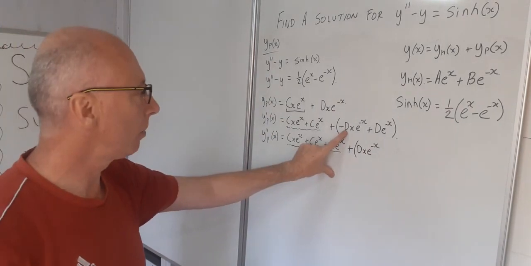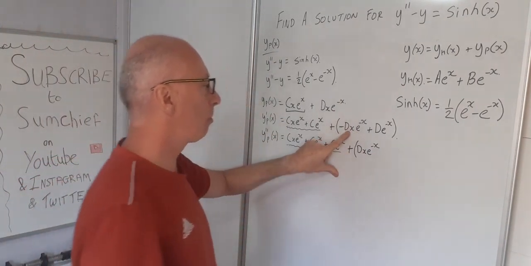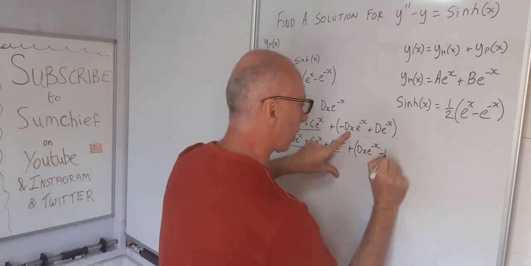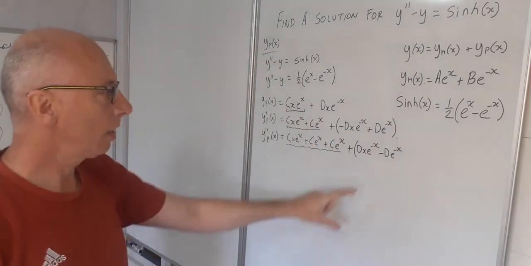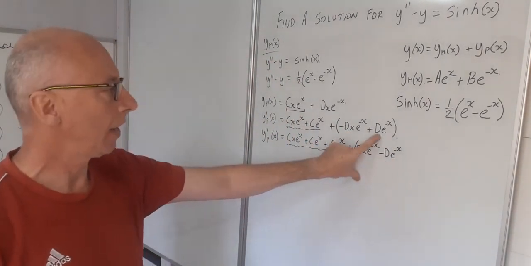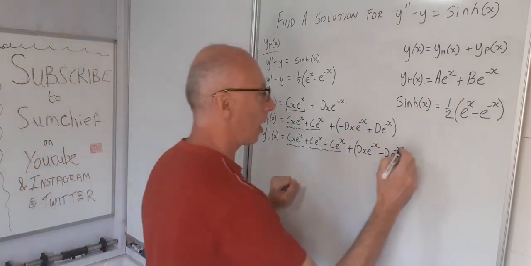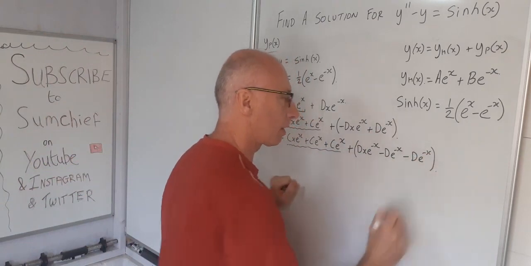And now taking the derivative of this one combined with this one. So the derivative of minus dx is just minus d, and then e to the minus x. So that takes care of that. And then the derivative of this one, I'm now going to need to bring the minus sign. I'm going to have minus d e to the minus x.